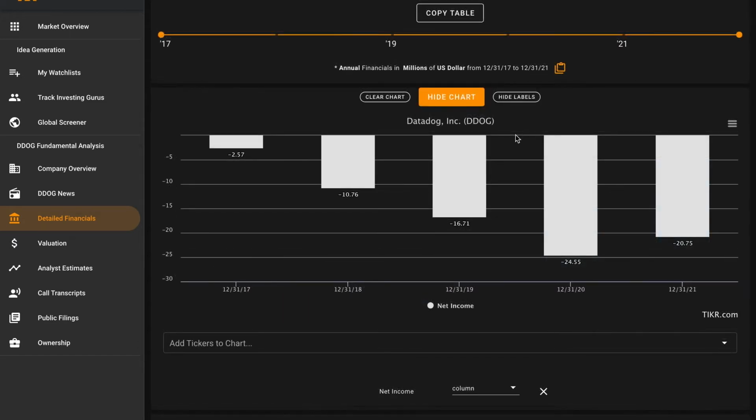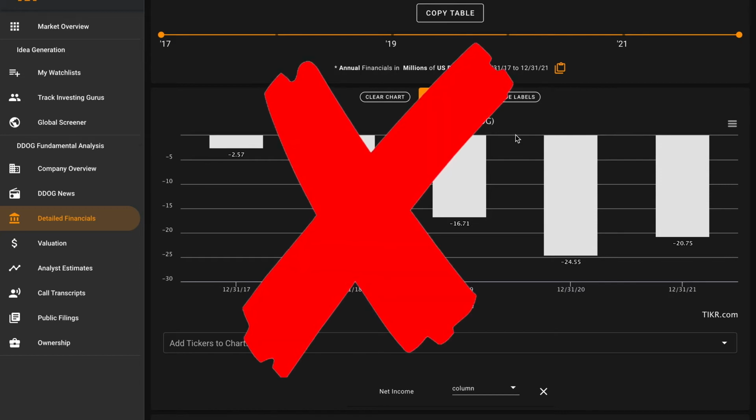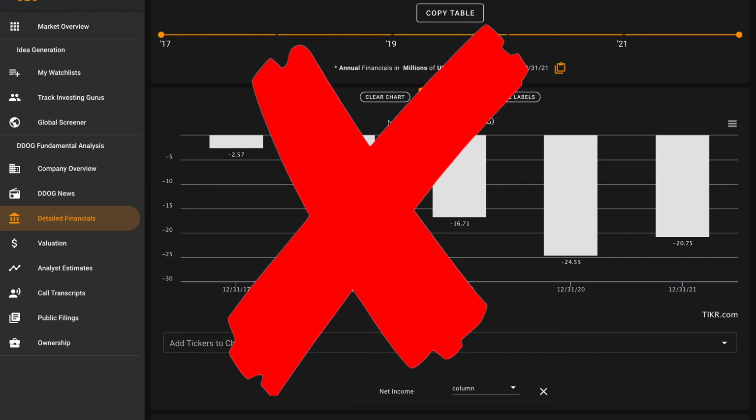Pillar number four, we're looking for five-year net income growth. So here, they did not fare so well. In pillar number three, they 10x their revenue. Here, they 10x their loss. So that's not a good sign at all for this business. This is a huge X.